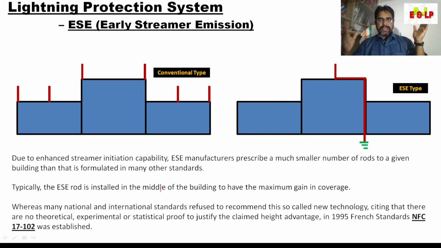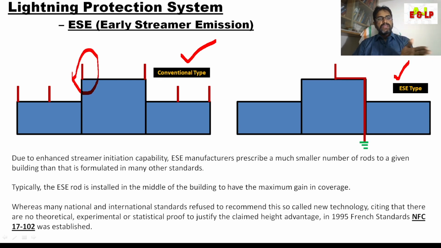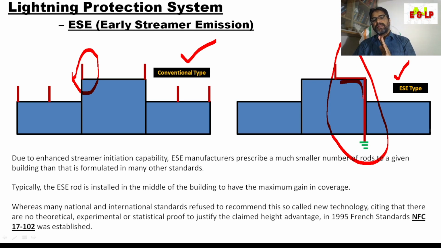So see here, I am comparing these two air terminals, on the left side the conventional type and on the right side the ESE type. See, ESE persons are telling that there is no need for this many vertical air terminals. See, on the left side, 1, 2, 3, 4, 5, 6 air terminals are there. But on the other side, for the ESE terminal, only one ESE terminal is installed and only one down conductor is there.